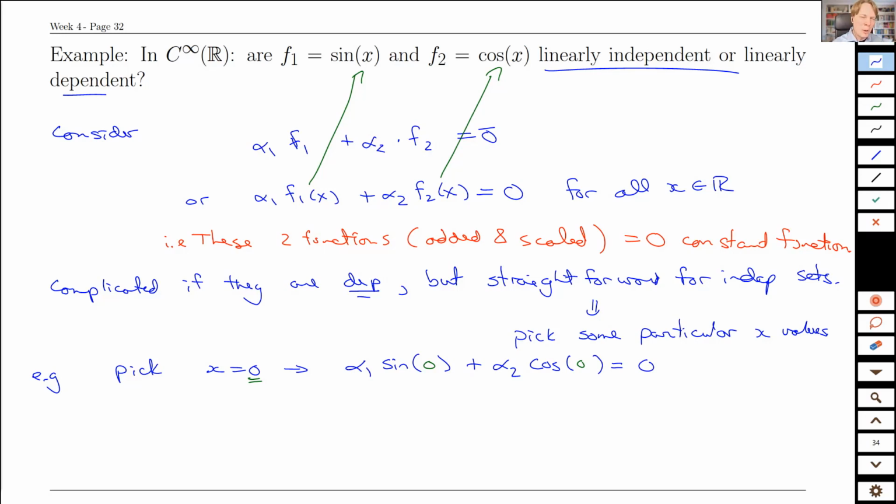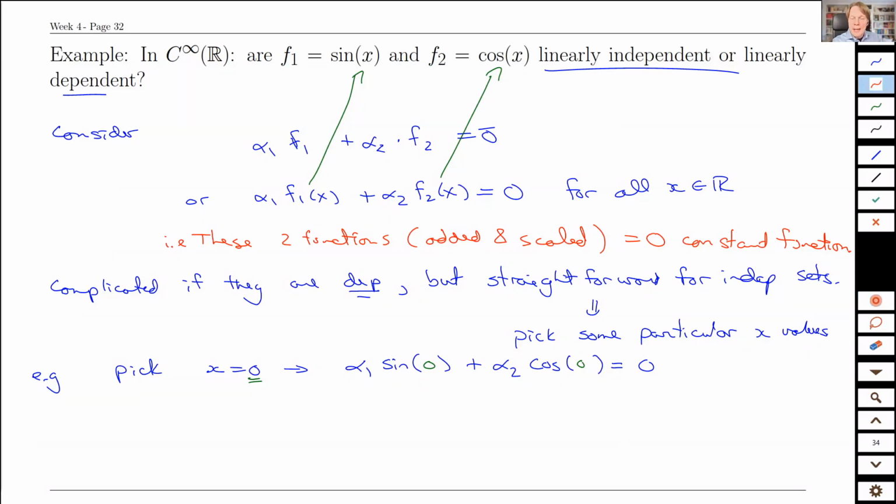So in other words, I hesitate to draw. I don't think drawings actually help that much in this case. But the question is, if I can take sine of x, then I can take cos of x and scale them and add them up and get the 0 function, then specifically I should be able to do that and have it equal the 0 function at my specific value here at x equals 0. It has to be able to do this for all x's. I'm going to pick 0 for this.